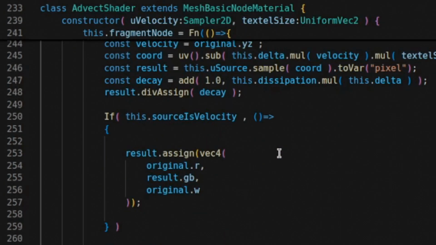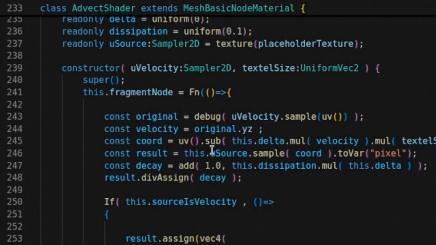This shader also often includes dissipation. It can slightly reduce the advected quantity over time, controlled by delta, the time step, and a dissipation factor. This helps things like smoke gradually fade or ripples smooth out, adding another layer of realism and stability.